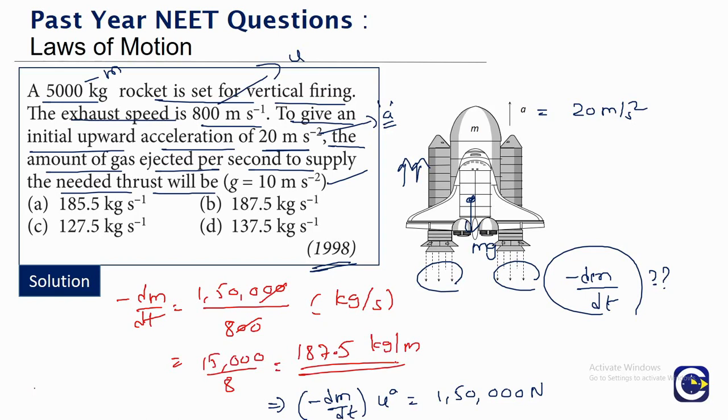What is 15,000 by 8? It will be 187.5. So 187.5 kg per second, right? That is the rate at which the gas is ejected, or the amount of gas that is ejected per second in order to give the rocket the required upward thrust. So what is the correct answer for this? It is option B.